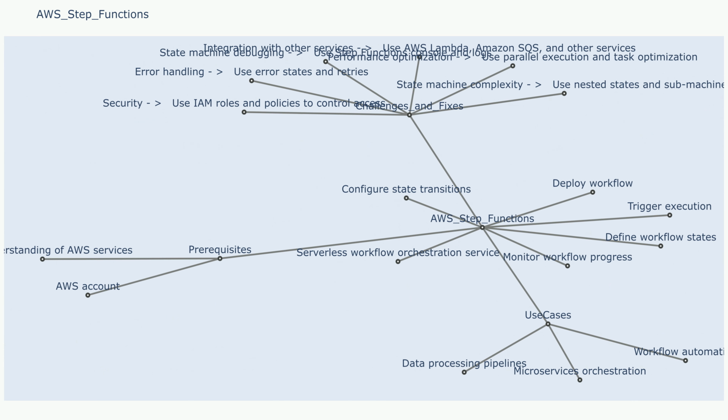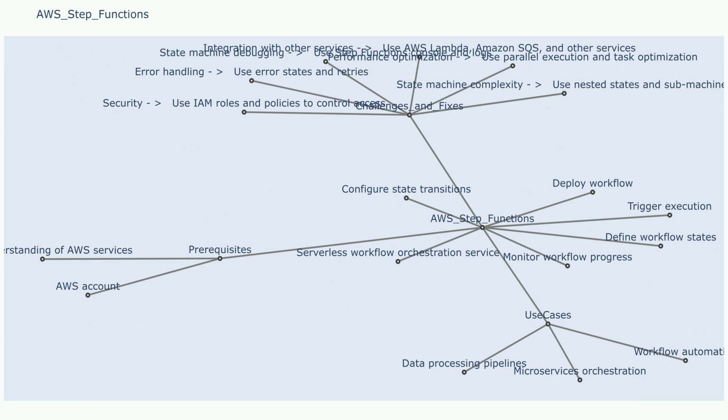Challenges and fixes. State machine complexity: managing large and intricate workflows with multiple states and transitions. Use nested states: structure your workflow into smaller, more manageable units by nesting states within other states. Use sub-machines: define reusable sub-workflows as separate state machines that can be invoked from within your main workflow.